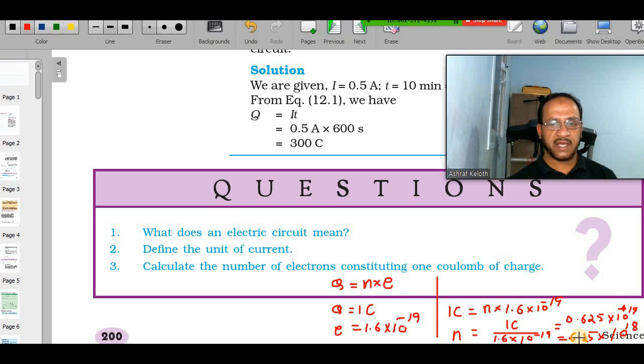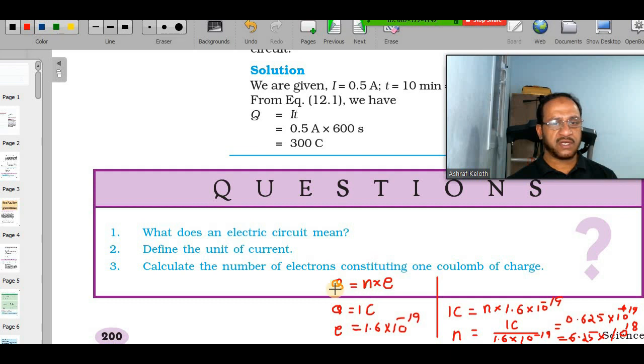Means this decimal again we have to move 18 times to this side. Means after 625, 16 more zeros. If you add, that much huge number of electrons will give only 1 coulomb charge. Got it? So from this we can see the charge on an electron is very, very small. 1.6 into 10 raised to minus 19 is a very small quantity.